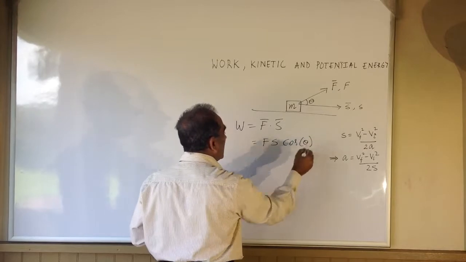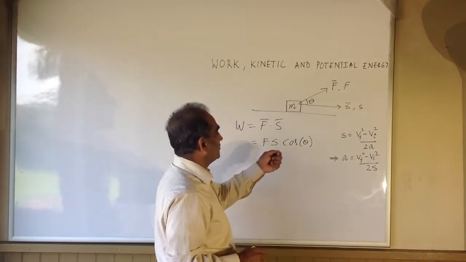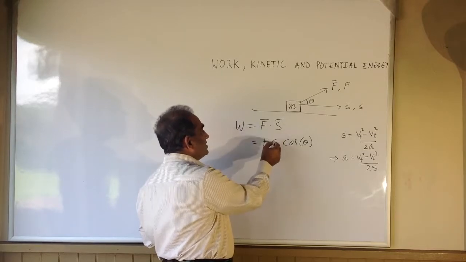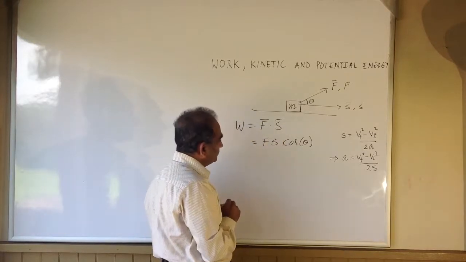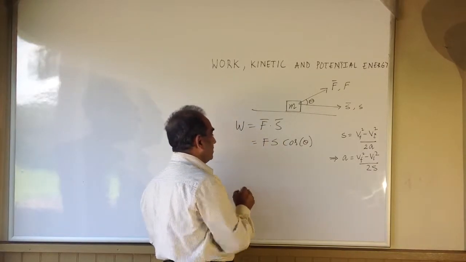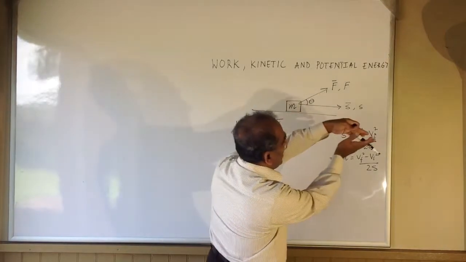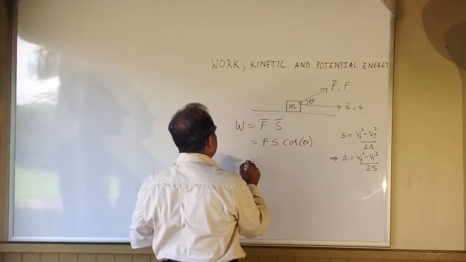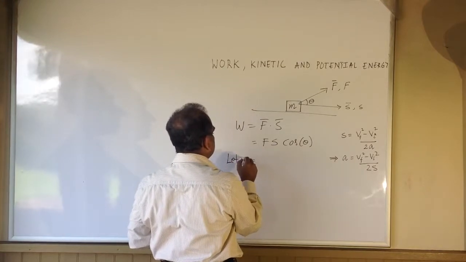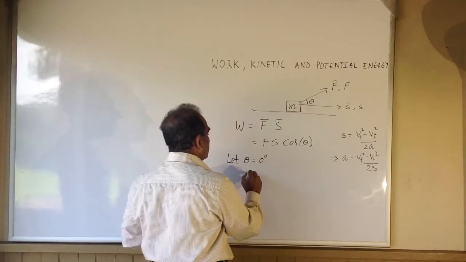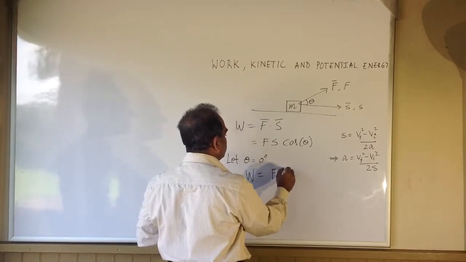You have to put the angle between the two vectors in terms of cosine. F is the magnitude of F bar, S is the magnitude of S bar. Now, let's say that theta is equal to 0. That is, if they are both parallel, let's say theta equals 0 degrees. Then you have work done is equal to Fs.